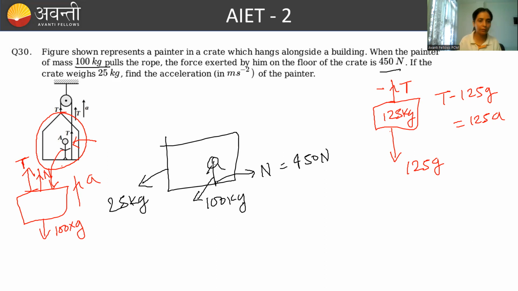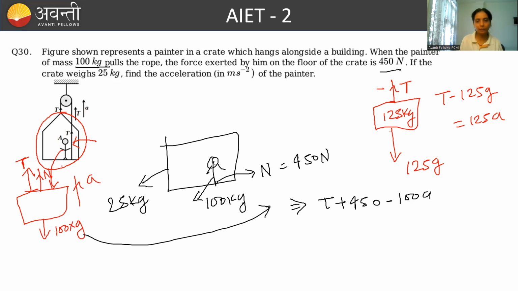Now you write the equation. So if you are going to write the equation of this thing, what you will write? T plus N, N value is given. That was given as 450, minus 100 g is equal to 100 a. Right? And here we had one: T minus 125 g equal to 125 a.